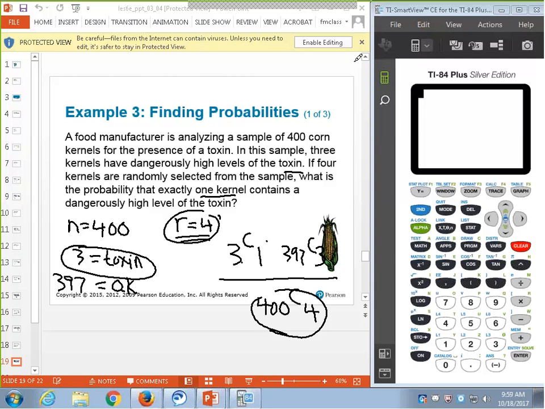When it says randomly selected, that tells you the order doesn't matter. It's not a permutation. You just have to see that the 1 toxin can be the first one chosen, second, third, or fourth, so order doesn't matter. That's how you would use a combination.